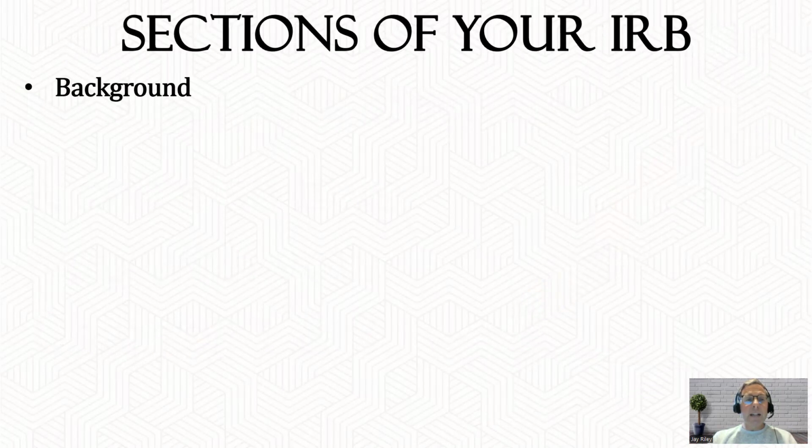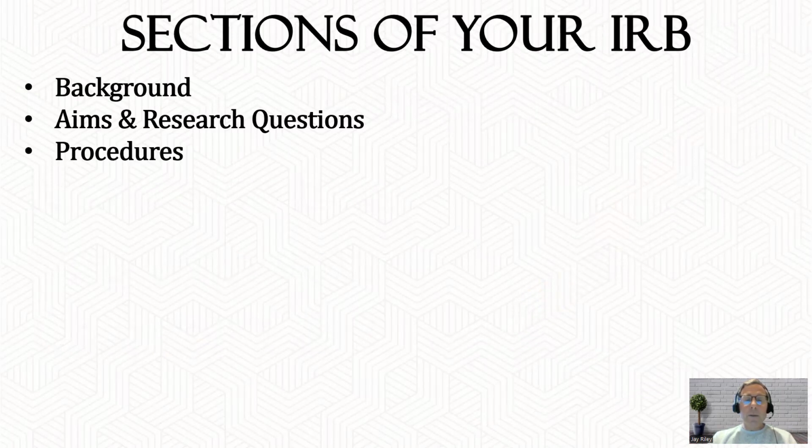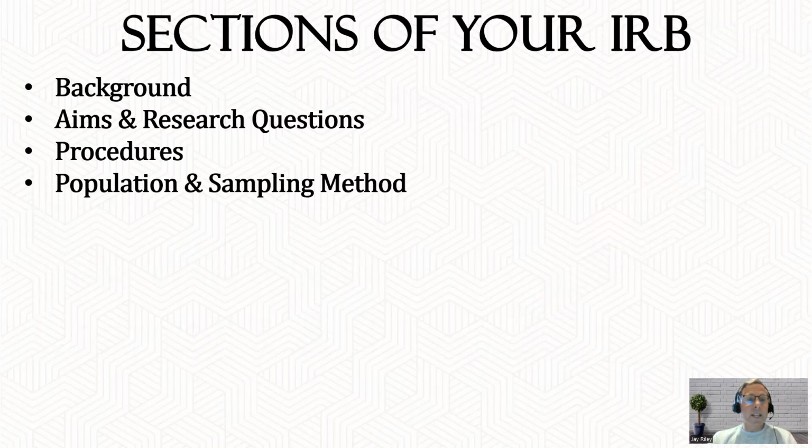So let's take a look at the different parts of our IRB. We're going to be asked to fill out some background on our study, the aims of our study, and the research questions. The procedures for our study. In other words, what sort of research design, research paradigm are we going to take for our study? Is it going to be a qualitative study? Is it going to be a quantitative study? What population are we sampling and what method are we using to sample that population? What are the risks and the benefits to the participants in our study?